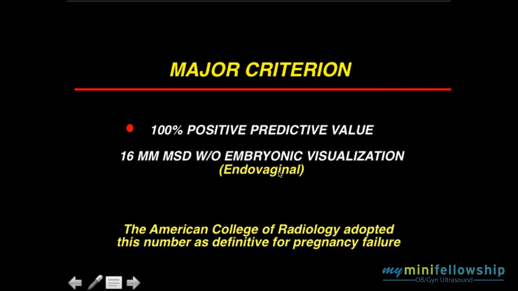The only criterion that is accepted is the inability to identify an embryo in the sac of a given mean sac diameter. Now, for a number of years, a criterion upon which there was general agreement was that the inability to identify an embryo in a sac with a 16 millimeter mean sac diameter predicted pregnancy failure with 100% positive predictive value. The American College of Radiology adopted this number as definitive for pregnancy failure.